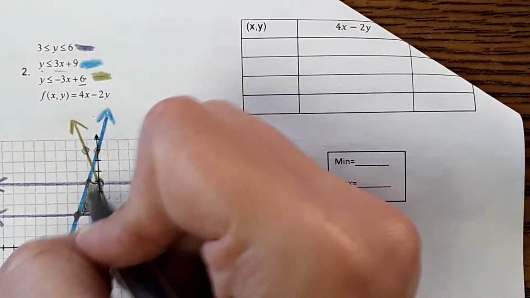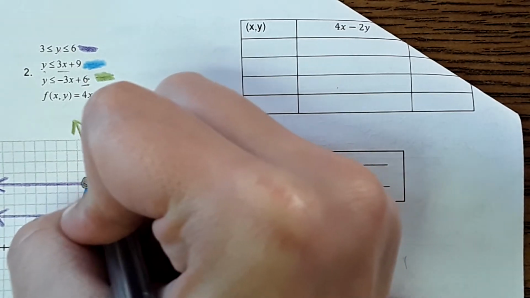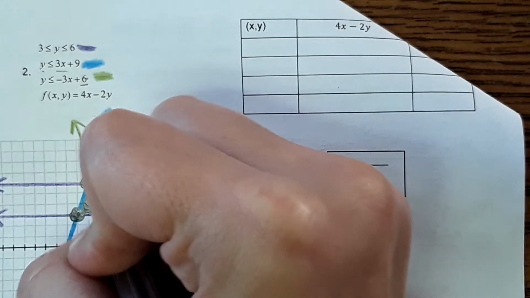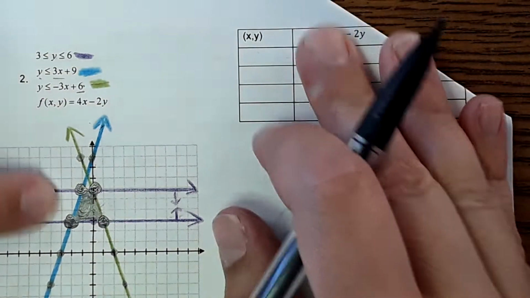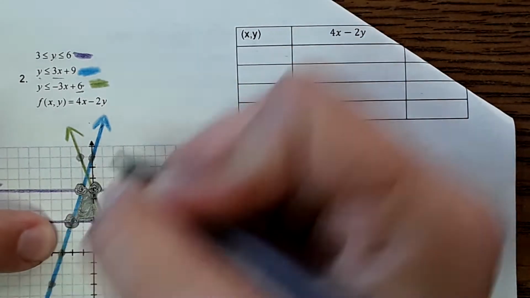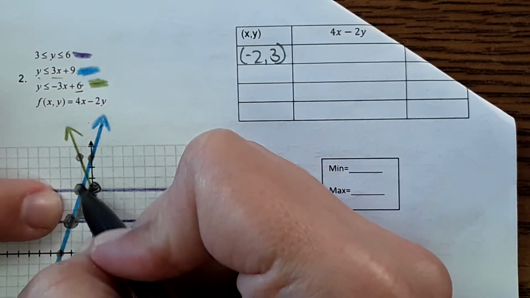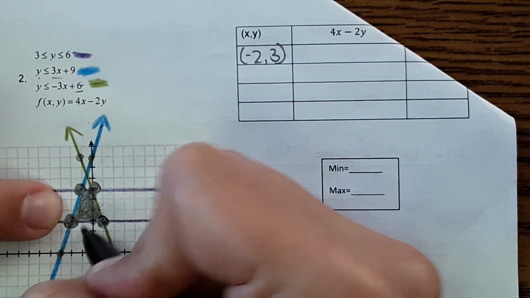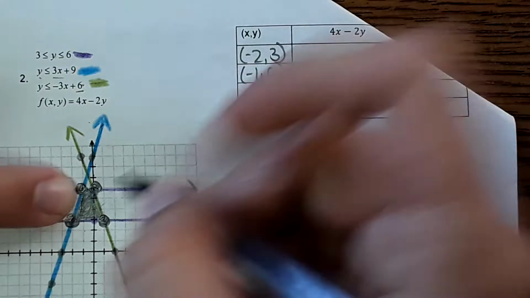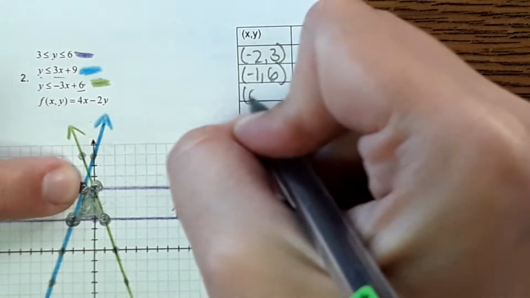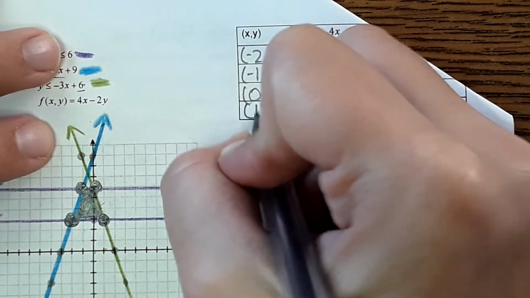Okay, now that I have the shape, I'm identifying the corners of the shape, the vertices of the shape. And then these coordinates are going to be my x, y in the chart. So -2, 3, -1, 6, 0, 6, and 1, 3.